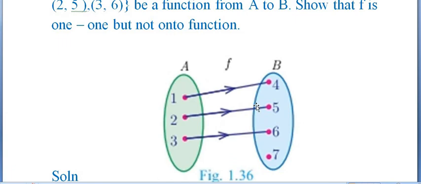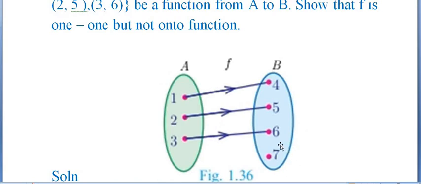Surely we can say this is a 1-1 function because, see, each element in A has a mapping with an image in B. 1 maps with 4 and 2, 5, 3, 6. These are the images of A. So we can say this is a 1-1 function. But we know, very sure, it is not an onto function.